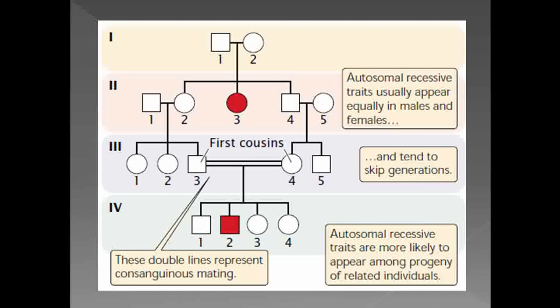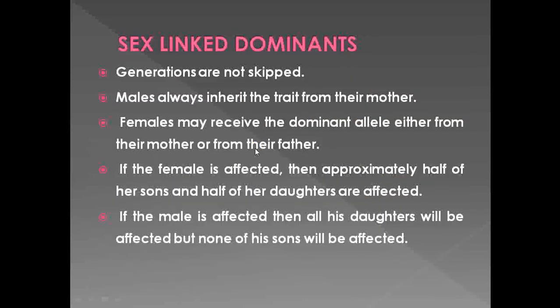Okay, so this is about the autosomal recessive type of trait. Then the next one is the sex-linked dominant trait. This sex-linked dominant trait can express itself in every generation. It cannot skip any generation. Here the males always inherit that trait from their mother. The female can receive that trait from their mother or from their father.